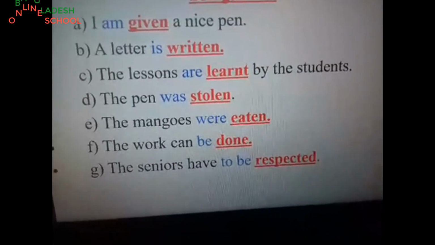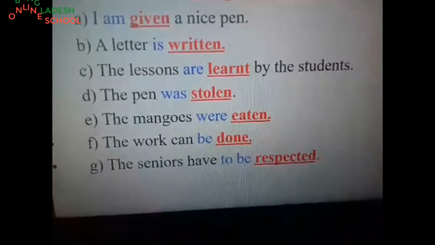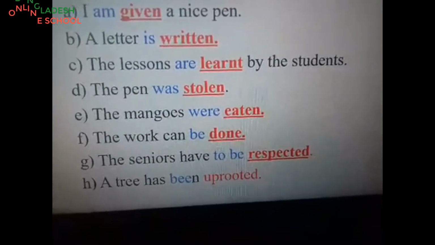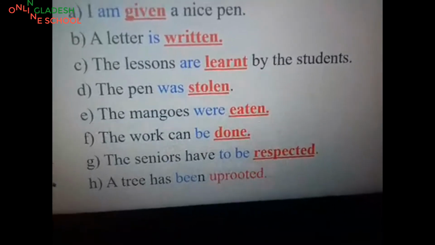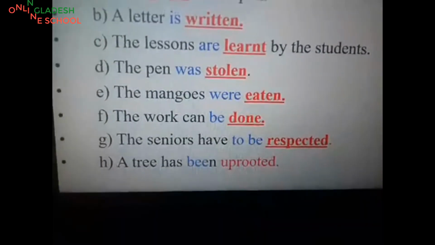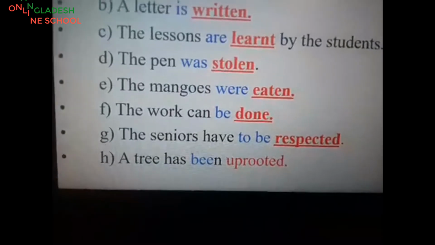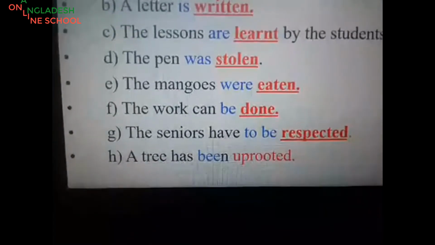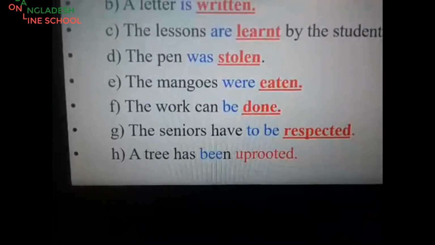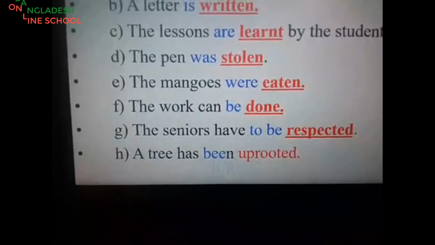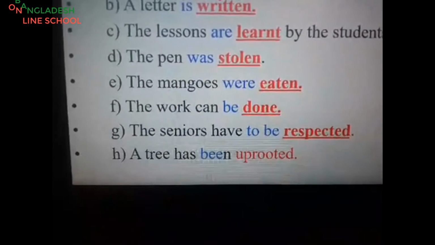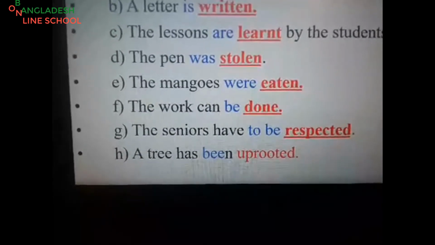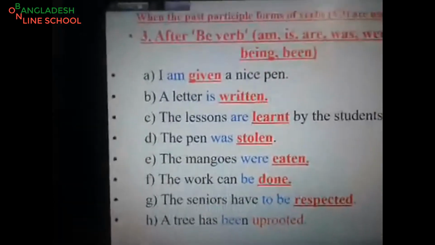The seniors have to be respected. Seniors here is a non-doer. That is why after the be verb, respected is used. And a tree has been uprooted. A tree here is a non-doer because a tree does not perform the action of uprooting. That is why after been, uprooted is used. I think you could understand where and when past participle forms of verbs are used.